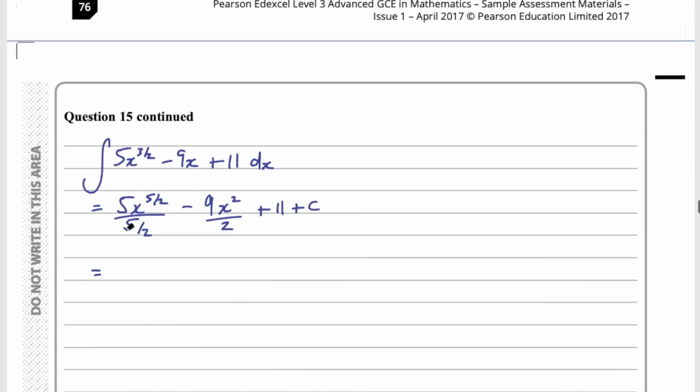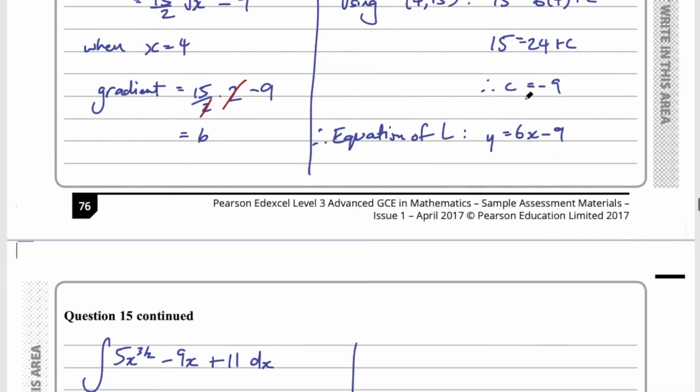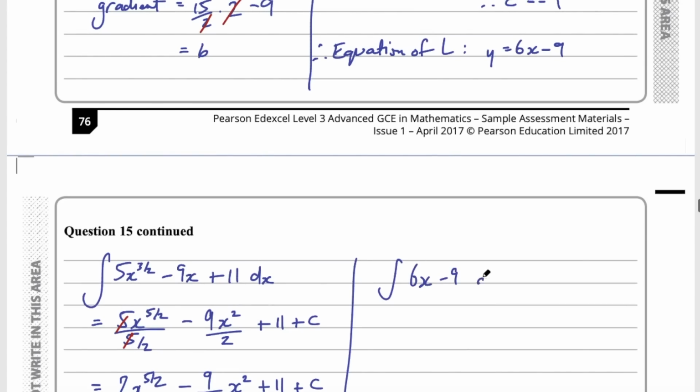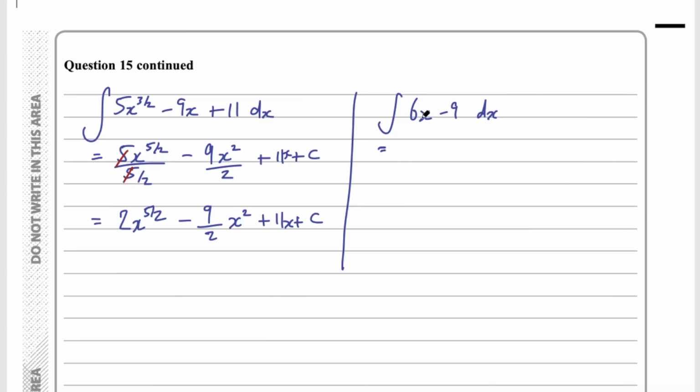And then let's just simplify this a little bit. So flip that fraction and multiply. So this will be 5x to the power 5 on 2 multiplied by 2 on 5. And what happens is those 5's cancel out. So for the first term we get 2x to the power 5 on 2, minus 9 on 2 x squared, plus 11x plus c. And then we need the integral of the straight line L. So this will be the integral of 6x minus 9 dx equals 6x squared divided by 2. So 6 divided by 2, that would be 3x squared minus 9x plus c. Not too difficult for that one.